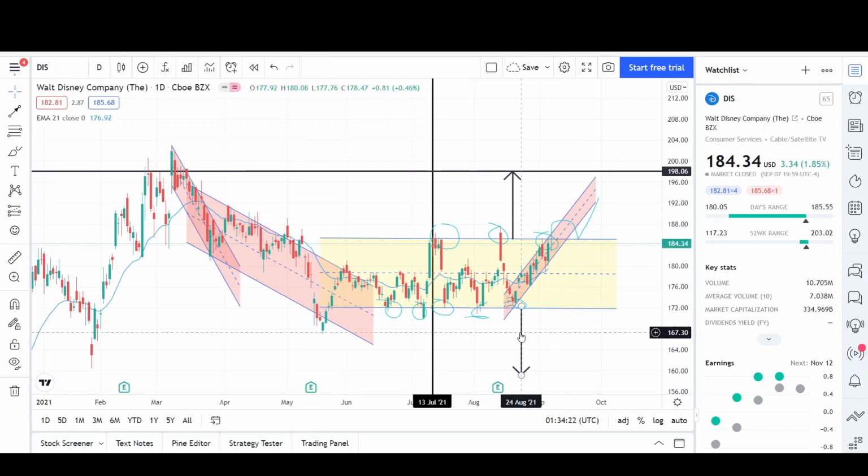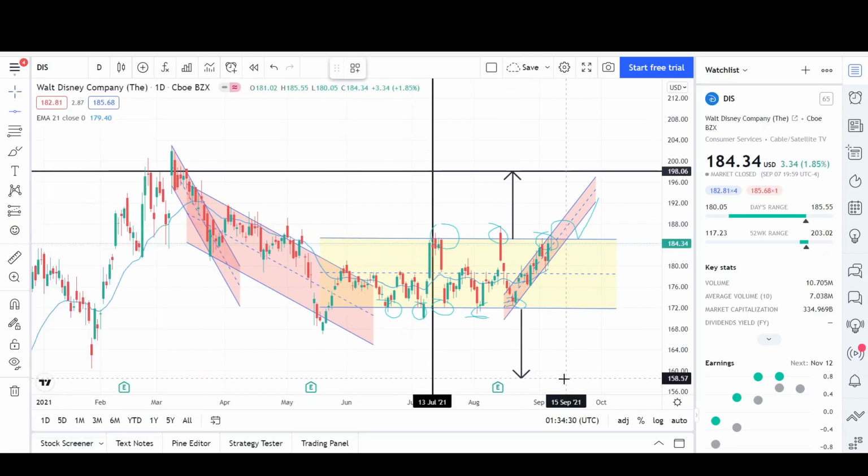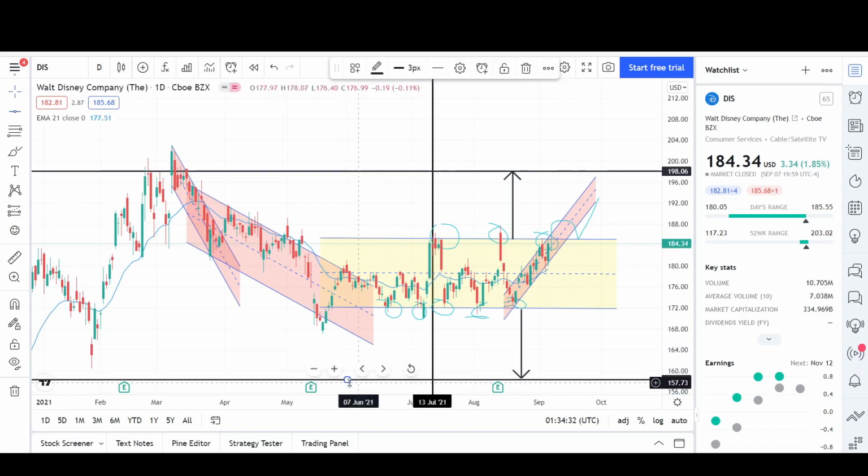So it looks like it would want to reach about that 158 level, 160 level. I'm gonna put a horizontal line right there for you guys. So those are my 2 targets for Disney. We just don't know where it's gonna go. It's pretty much impossible to tell if this range high is gonna hold or give way. We just gotta wait and see.